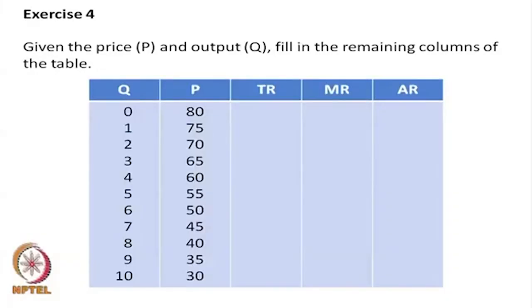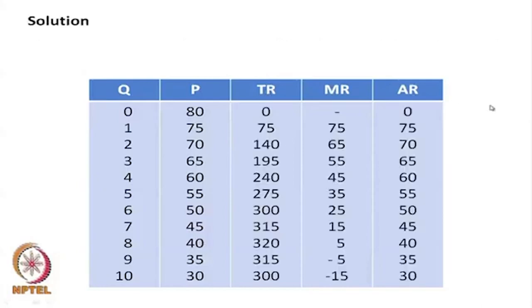Now, we come to exercise 4. In this exercise, we are given price and output for a particular product in these two columns, quantity and price, and we are required to find out the total revenue, marginal revenue and average revenue. Now, total revenue is nothing but Q into P. This is also known as sales, total sales, sales revenue or total revenue.